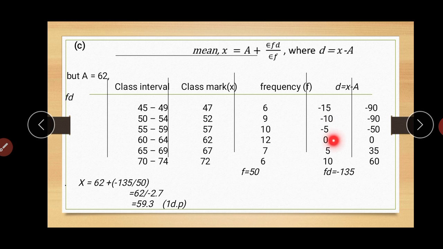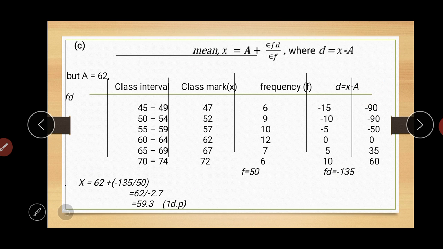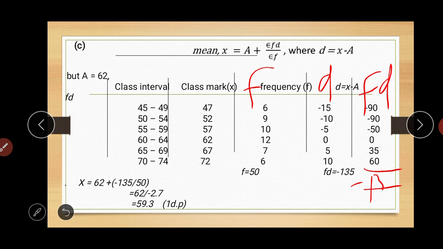Whenever you have the assumed mean method, there's a deviation column. So now we have frequency times deviation. This is FD. That is 6 by minus 15, minus 90, and so on, for the FD column. Are we together? This is the FD column, this is the D column, and this is the frequency. When we add these together, it gives us minus 135.